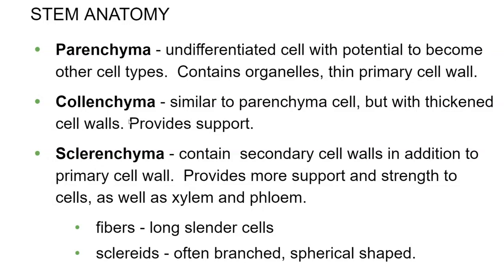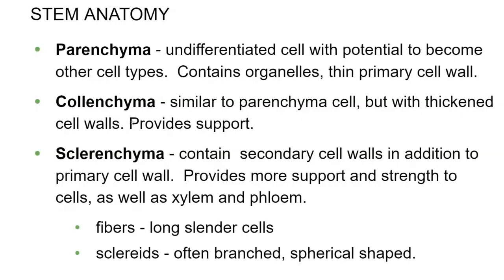Then we have collenchyma. Collenchyma is kind of in between the parenchyma and the sclerenchyma, but it does have a thick cell wall. It doesn't have two cell walls. It just has an extra thick cell wall, whereas the parenchyma has a thin cell wall. So we have parenchyma, sclerenchyma, and in between is collenchyma.